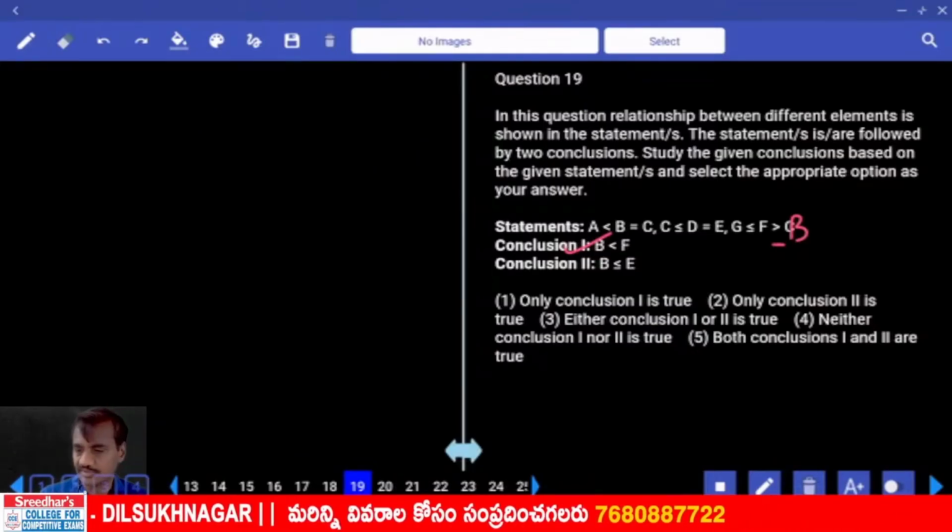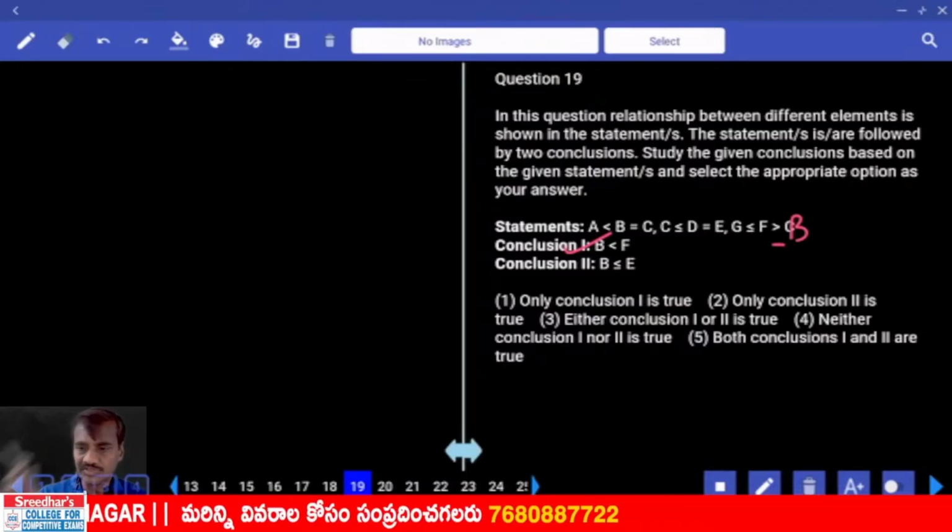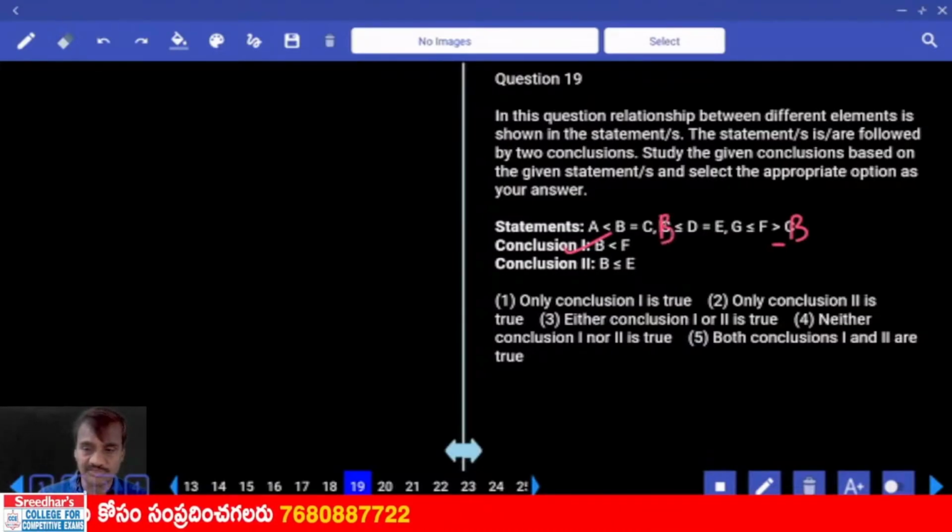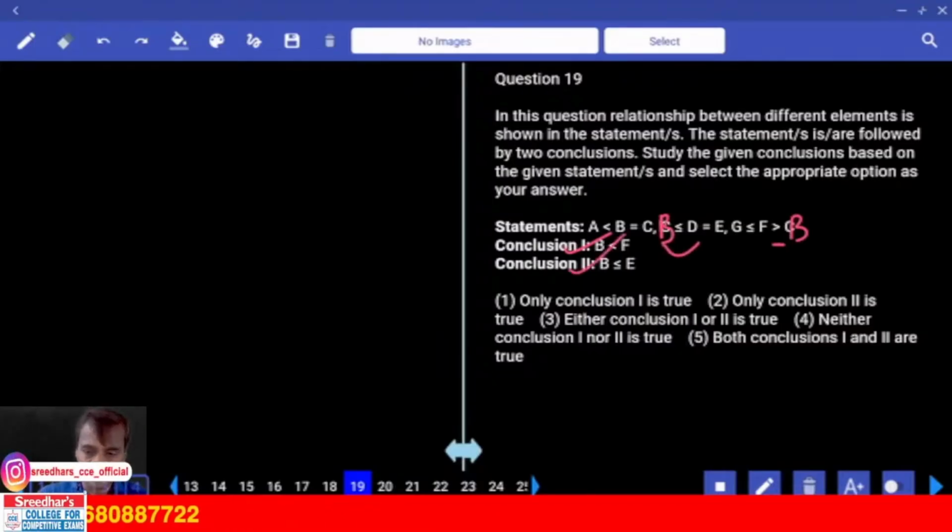Then coming to the next one, B and E. B is here, E is here. Which element is common? C. In the place of C, you can take it as B. Now from B to E, B lesser than or equals to E. Hence both 1 and 2, choice 1 for question number 19.